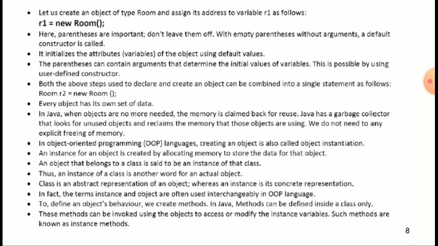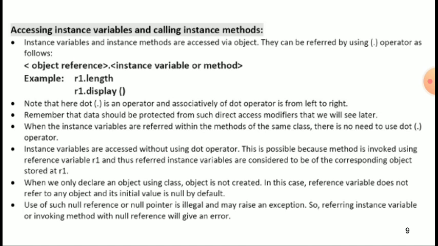To define an object's behavior, we create methods. In Java, a method can be defined inside a class only. This method can be invoked using the object to access or modify the instance variables. Such a method is known as an instance method. So the next topic is accessing instance variables and calling instance methods.